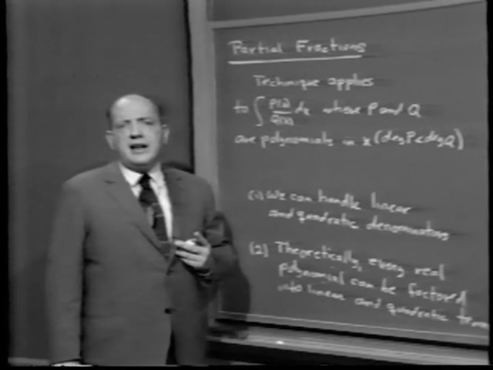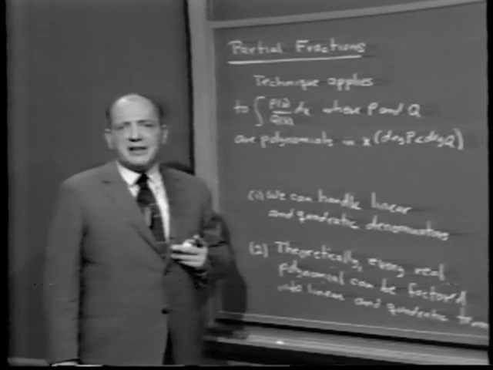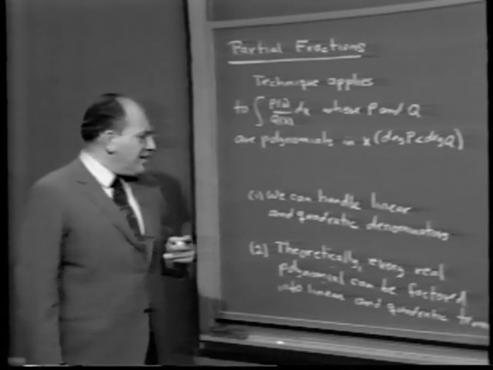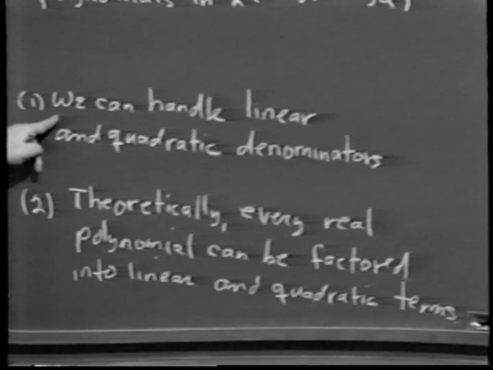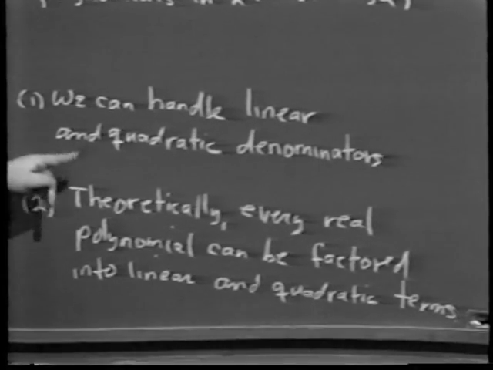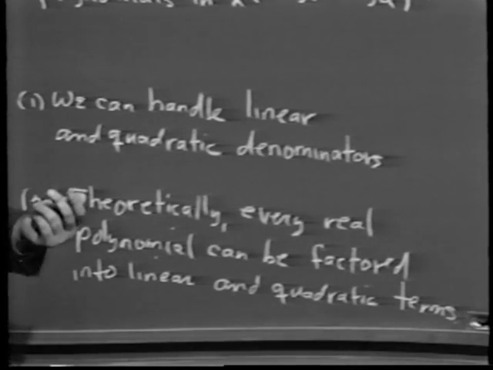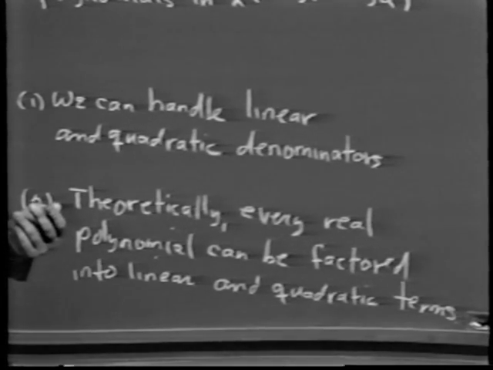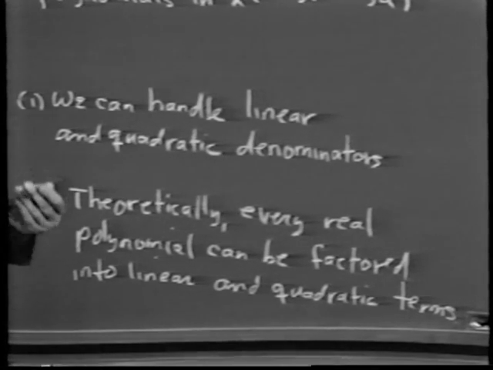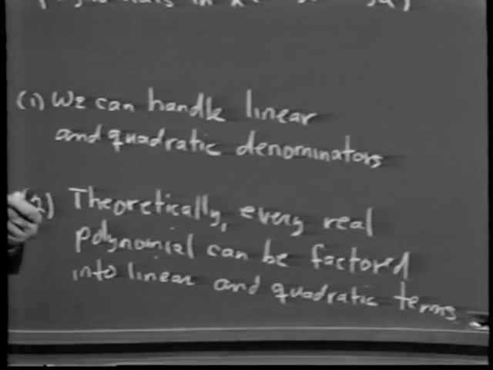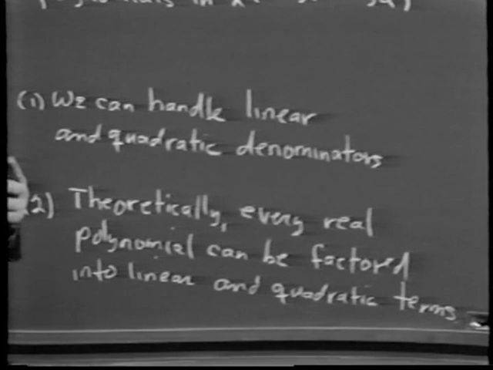There are two key steps that dictate this particular method. The first thing is that we saw in the last lecture that we can handle denominators if they involve nothing worse than linear and quadratic polynomials. In other words, we know how to integrate something like dx over x plus a constant. We know now how to integrate dx over ax squared plus bx plus c. So we know how to handle that type, okay?